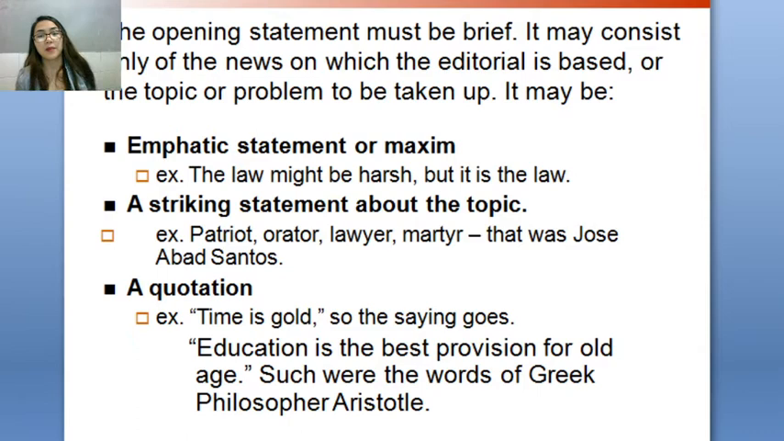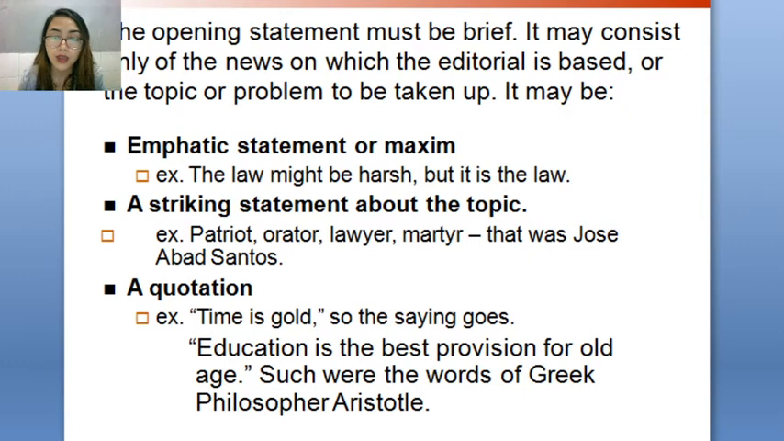The opening statement must be brief. It may consist only of the news on which the editorial is based, or the topic or problem to be taken up. It may be an emphatic statement or maxim. The law might be harsh, but it is the law. I love that one. Or a starting statement about the topic: patriot, orator, lawyer, martyr, that was Jose Abad Santos.